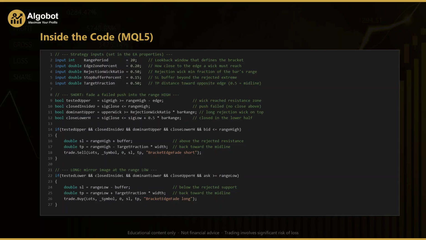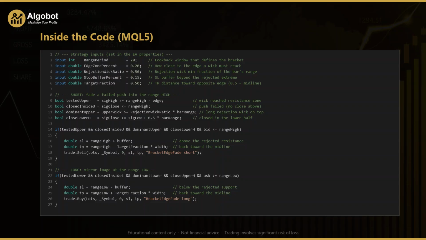RejectionWickRatio sets how long the rejection wick must be relative to the whole candle. Raise it, and you only accept very clean rejections. Stop buffer percent decides how far beyond the edge the stop sits, and target fraction sets how far back toward the opposite edge the take profit aims, where 1/2 is the midline.